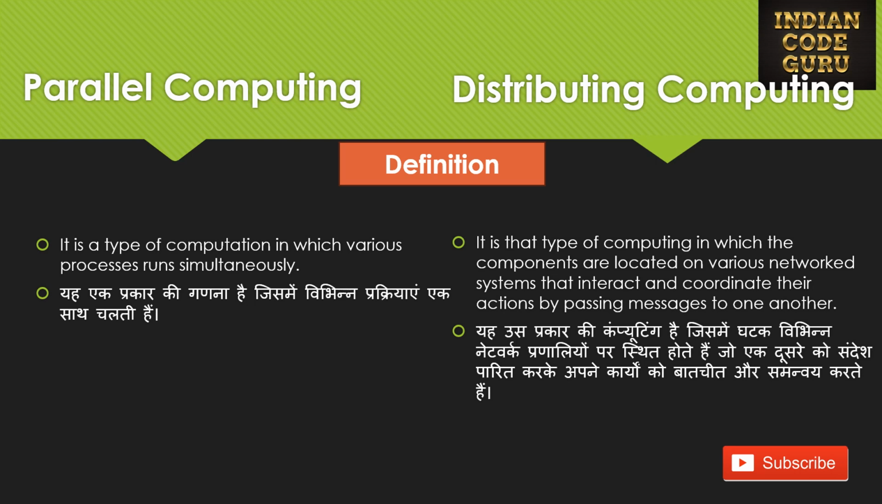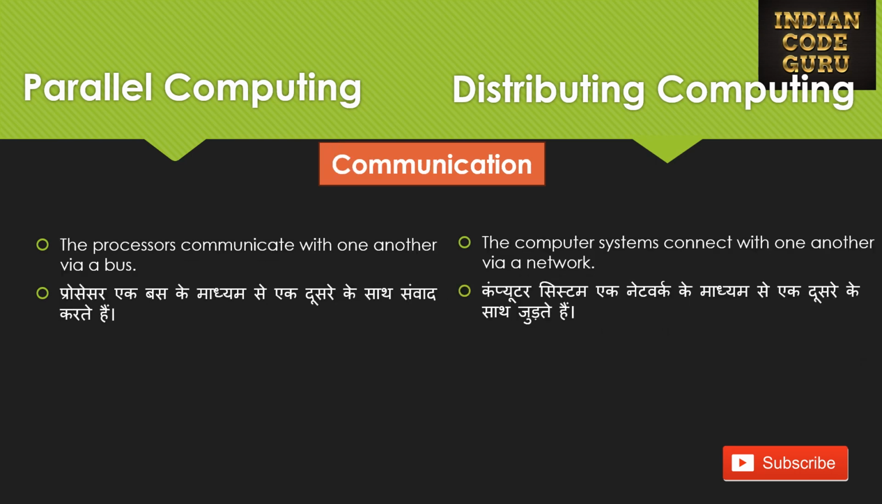Head-to-head comparison between the parallel computing and distributed computing. Definition. Parallel computing. It is a type of computation in which various processes run simultaneously. Distributed computing. It is that type of computing in which the components are located on various networked systems that interact and coordinate their actions by passing messages to one another.